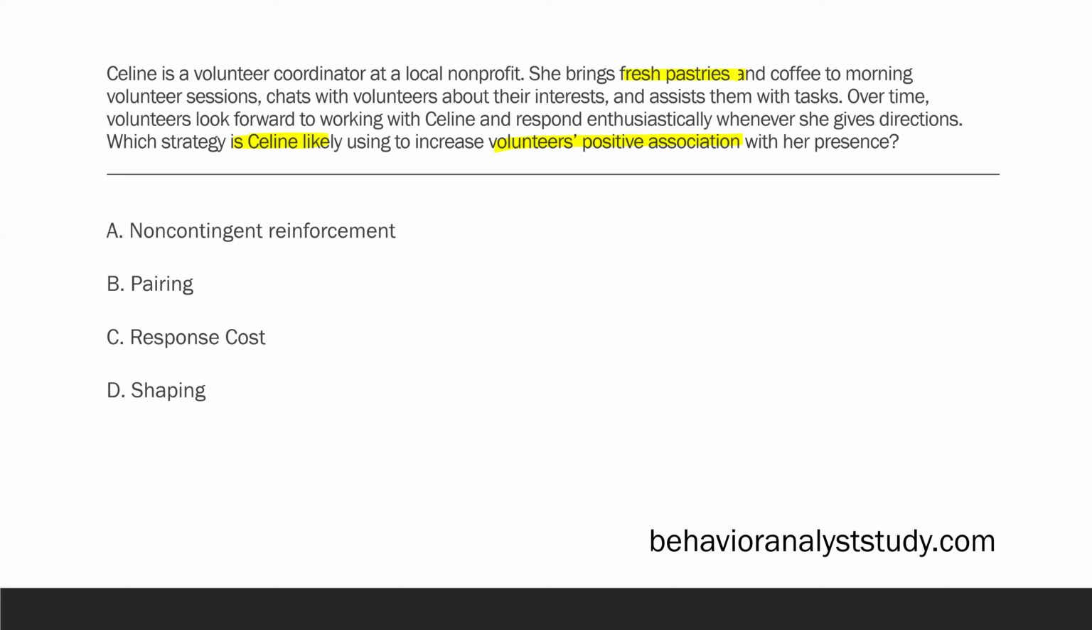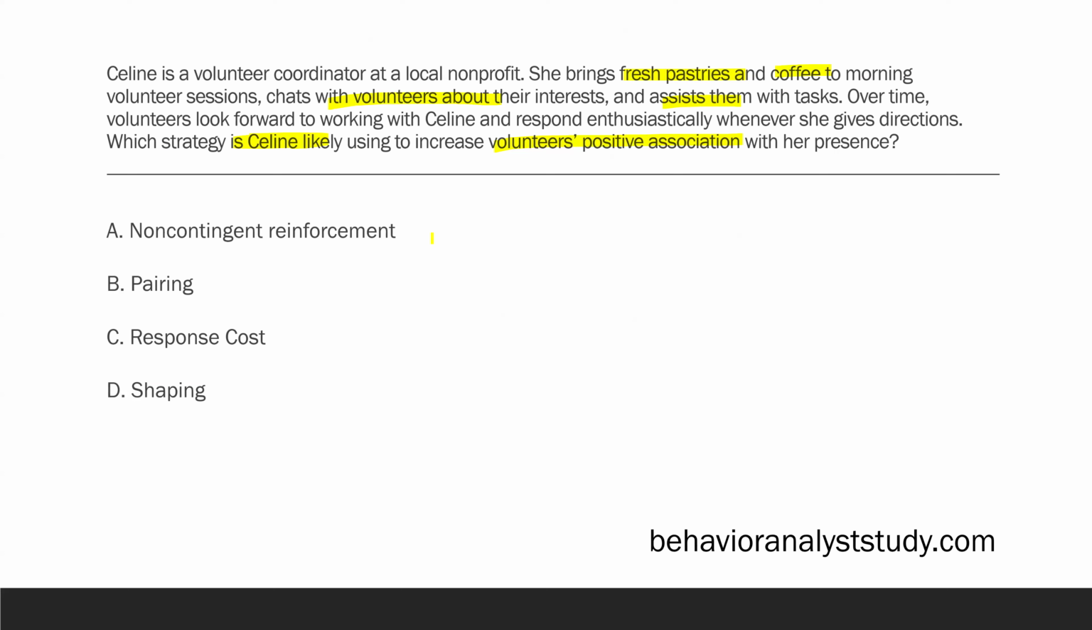Celine brings pastries, brings coffee. She's talking with them, she's assisting them. She's trying to pair herself with all these good things. And so when she comes back, she's paired with good things and positive things, and the volunteers want to be around her. What do we call that? A, non contingent reinforcement. Remember, non contingent reinforcement is an actual strategy, it's an intervention.